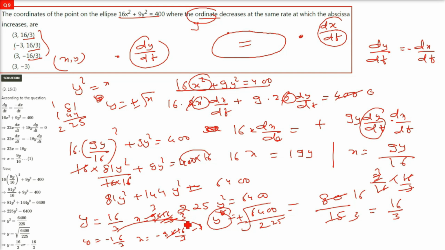So now you have to choose the combination. Means the multiple choice question, you have to choose an option. What is an option here? Plus plus, minus minus. So there is no negative negative. That is negative 3 or negative 16 by 3. It is just plus. So this is the answer.